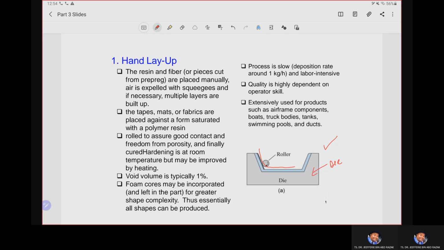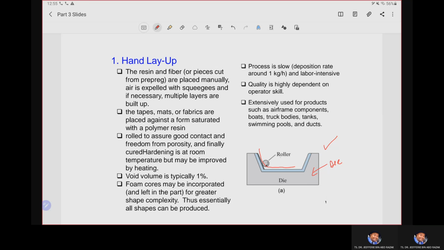to the fiber face. Normally we pour the matrix in the form of liquid, for example the thermoset matrix, the epoxy, the polyester, and so forth, onto the reinforcement part, and then we roll the matrix together with the reinforcement for better distribution and wetting of the matrix. The resin and fiber are placed manually against the die surface, and then air is expelled with squeegees or rollers. We call the roller a squeegee or roller, and if necessary, multiple layers of fiber can be placed.